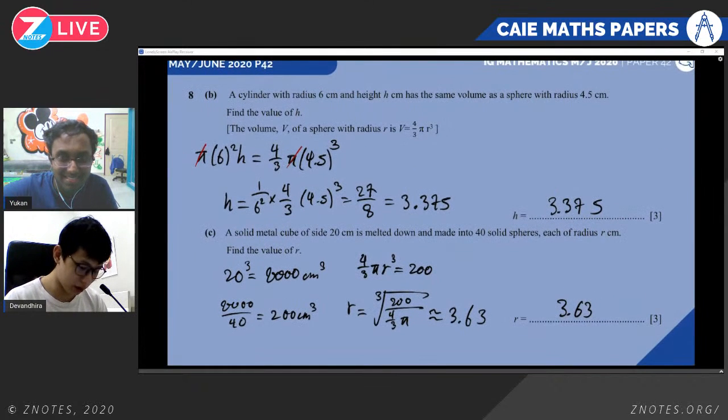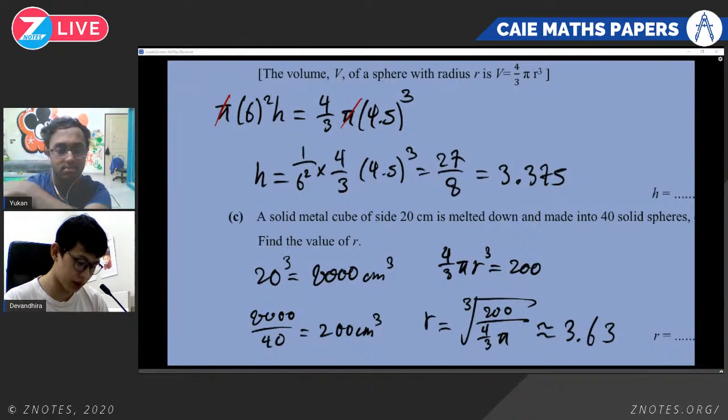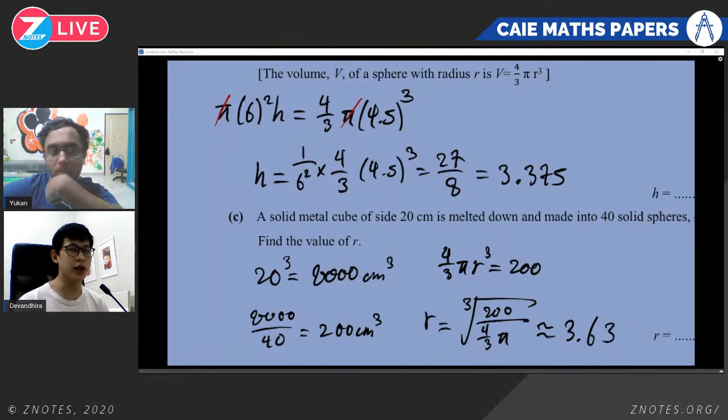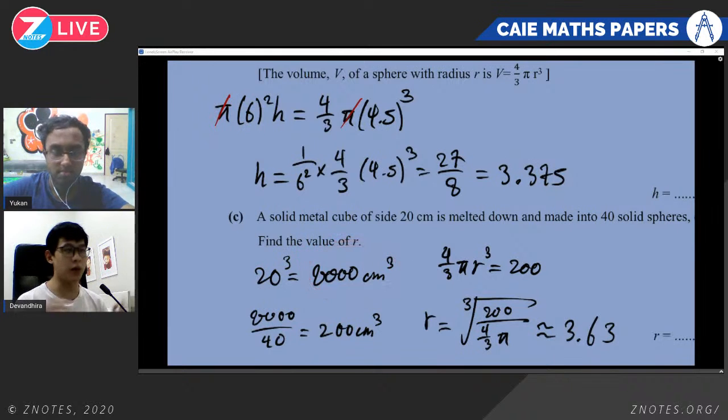A solid metal cube of side 20 centimeters is melted down and made into 40 solid spheres, each of radius r centimeters. Find the value of r. So a solid metal cube of size 20 centimeters. What's the volume of that? So a volume of a cube is just its side times itself 3 times. So it's basically the side to the power of 3. So we have 20 cubed, that's just 8,000 centimeter cube. That's the volume of the metal cube, right?